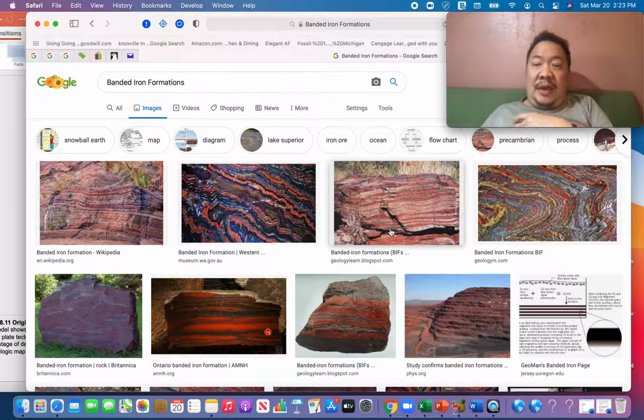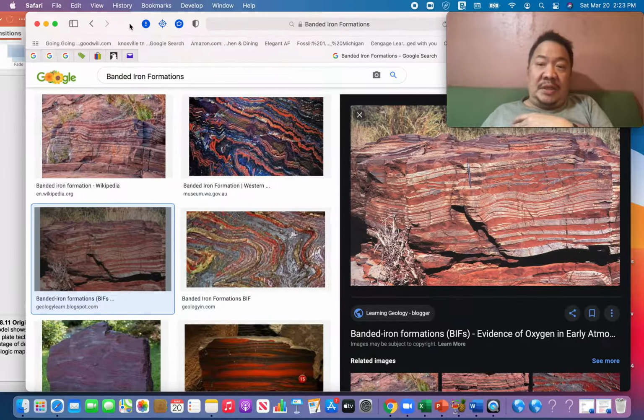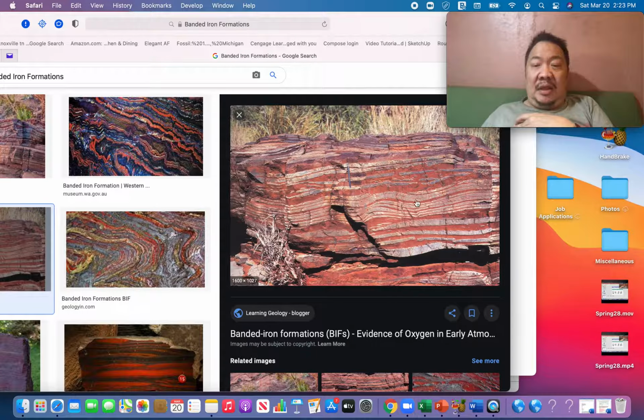I bet you haven't seen these before unless you have been to Canada or northern Michigan or northern Minnesota. Here you can see they have bands in these sedimentary rocks, and there's gray bands, and in between the gray bands are red bands. These are called banded iron formations, and these are common during the Archean Eon.